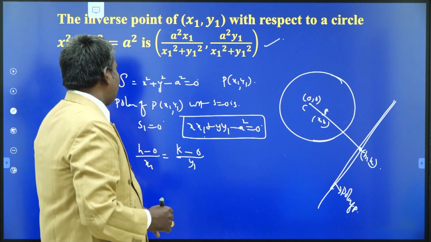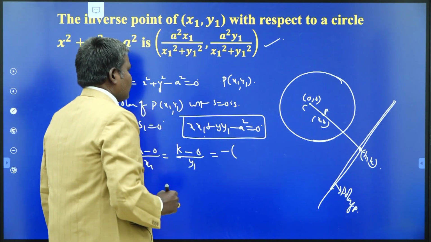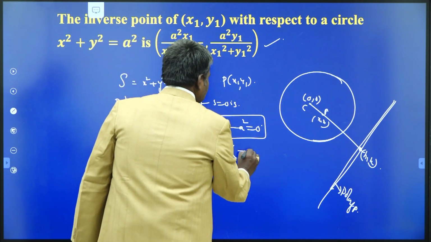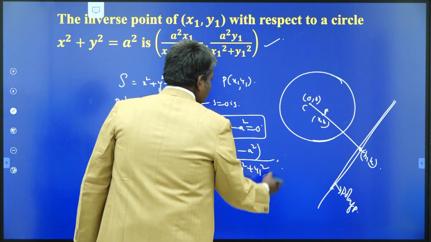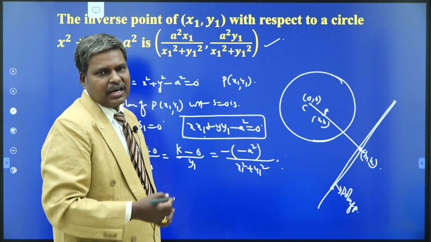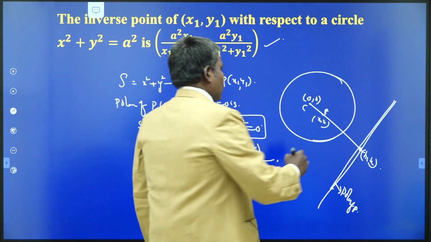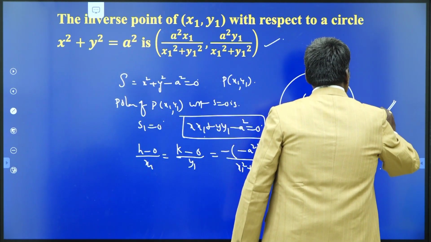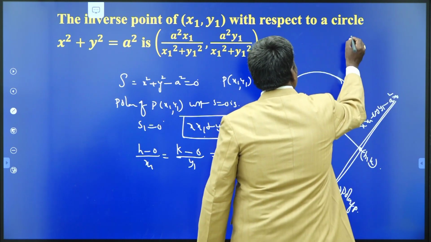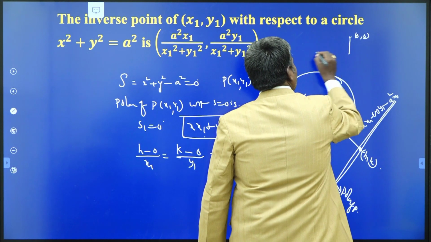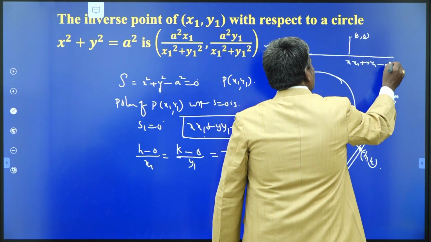So (h − 0)/x1 = (k − 0)/y1 = −(a·x1 + b·y1 + c)/(a² + b²), that is −a²/(a² + b²) times (x1² + y1²), by the definition of foot of perpendicular drawn from origin to the polar of P(x1, y1). This polar is x·x1 + y·y1 − a² = 0. So your job becomes to find the foot of perpendicular drawn from origin to the line x·x1 + y·y1 − a² = 0.